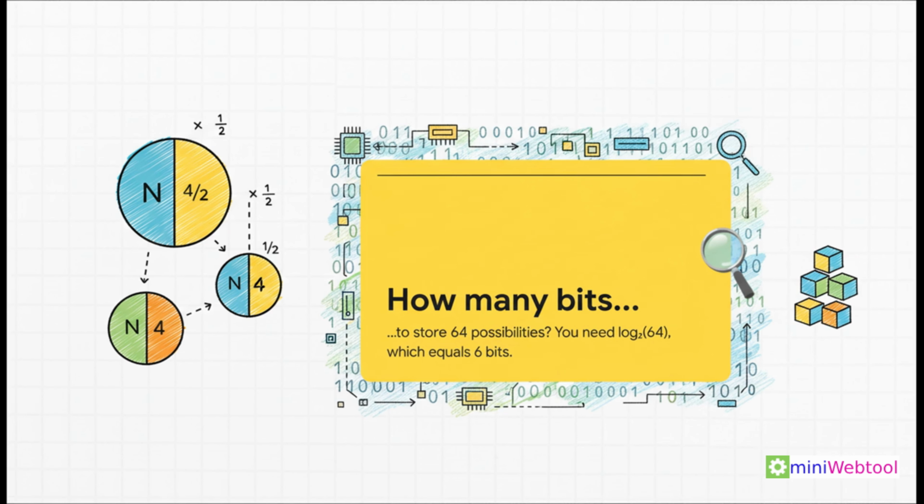It lets us ask, okay, if I need to store a certain number of things, how many bits do I actually need? So to store 64 different possibilities, say 64 different items in a game, you need the log base 2 of 64. And the answer is 6. You need exactly 6 bits.